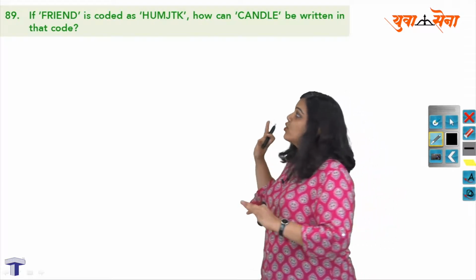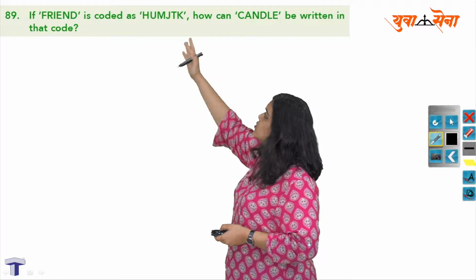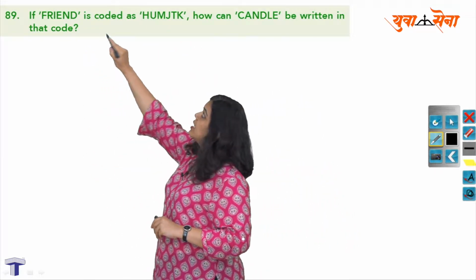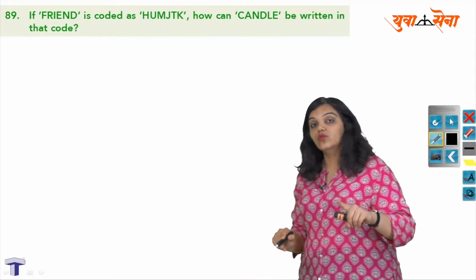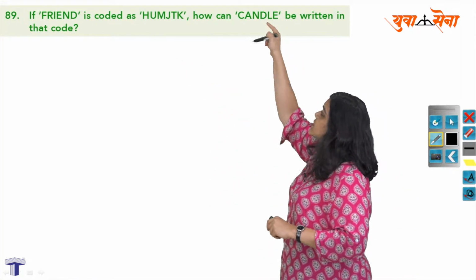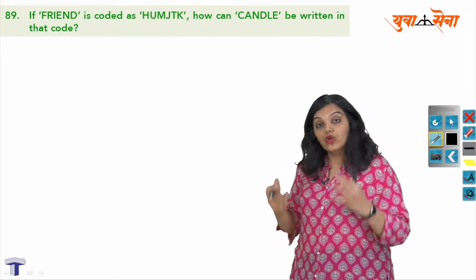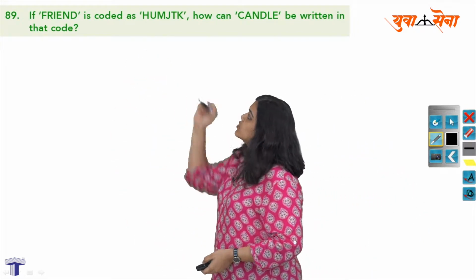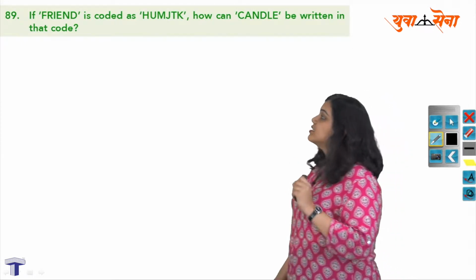So in this question, as you can see, we have been given a word friend, which they have said is coded into this gibberish, which we don't understand as of yet. So they have coded friend into this arrangement of letters, and they're asking that if you understood what is this translation method, then use that translation method and translate candle and tell me what would the arrangement of letters look like for candle after it has been translated. So the question is, if friend is coded as HUMJTK, how can candle be written in the same code?